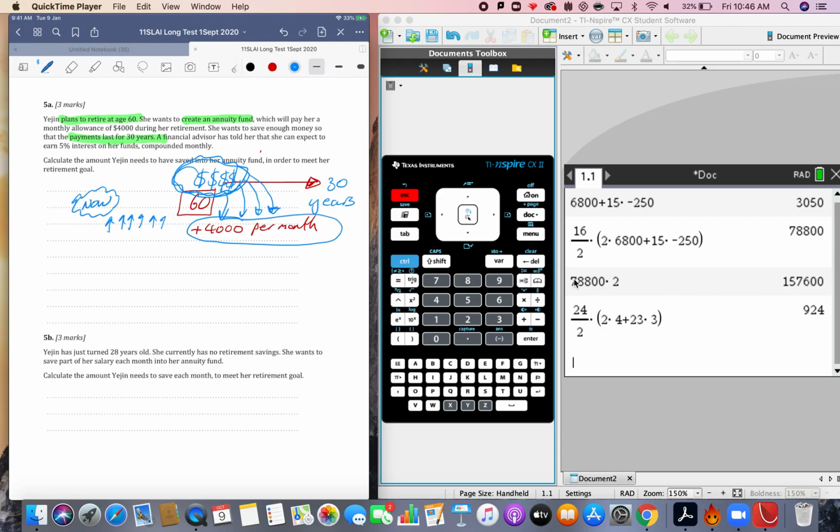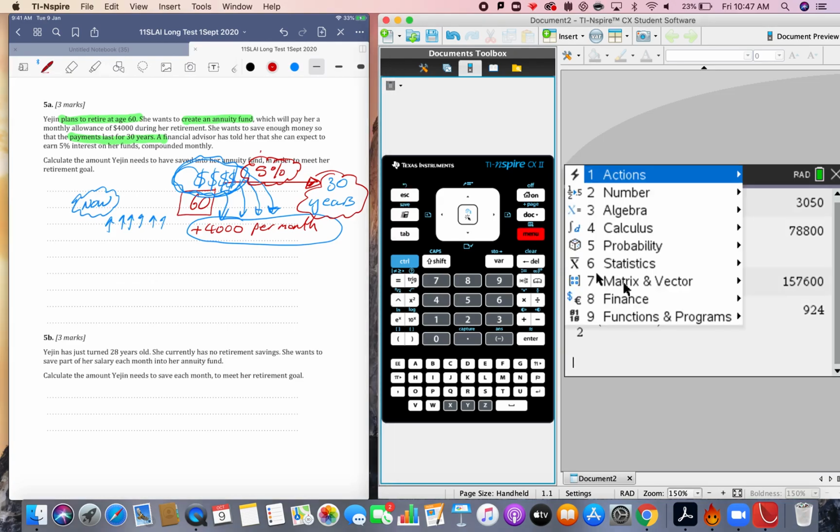Financial advisor tells us she can expect to earn 5% interest on her funds. So the funds that she's got earn 5%. So whatever she's got, obviously there's a bit of interest each year going into the big pot of money, but she's taking out 4,000 per month. So eventually, maybe, the money's going to run out, but she wants it to run out in 30 years after she retires. Okay, so let's get the finance solver open and let's see what we might do.